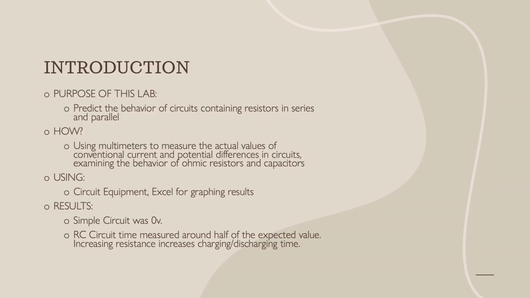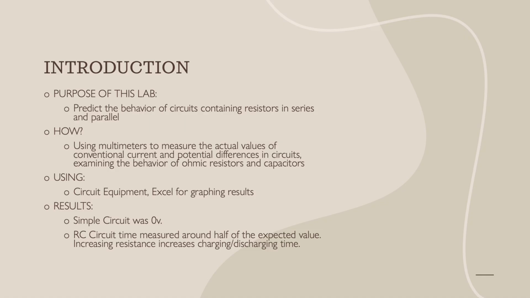So, a quick introduction before we start. The purpose of this lab was to predict the behavior of circuits containing resistors in series and parallel. And we did this by using multimeters to measure the actual values of conventional current and potential differences in circuits and examining the behavior of ohmic resistors and capacitors. And we did this using physical circuit equipment in lab and then Excel to graph our results.